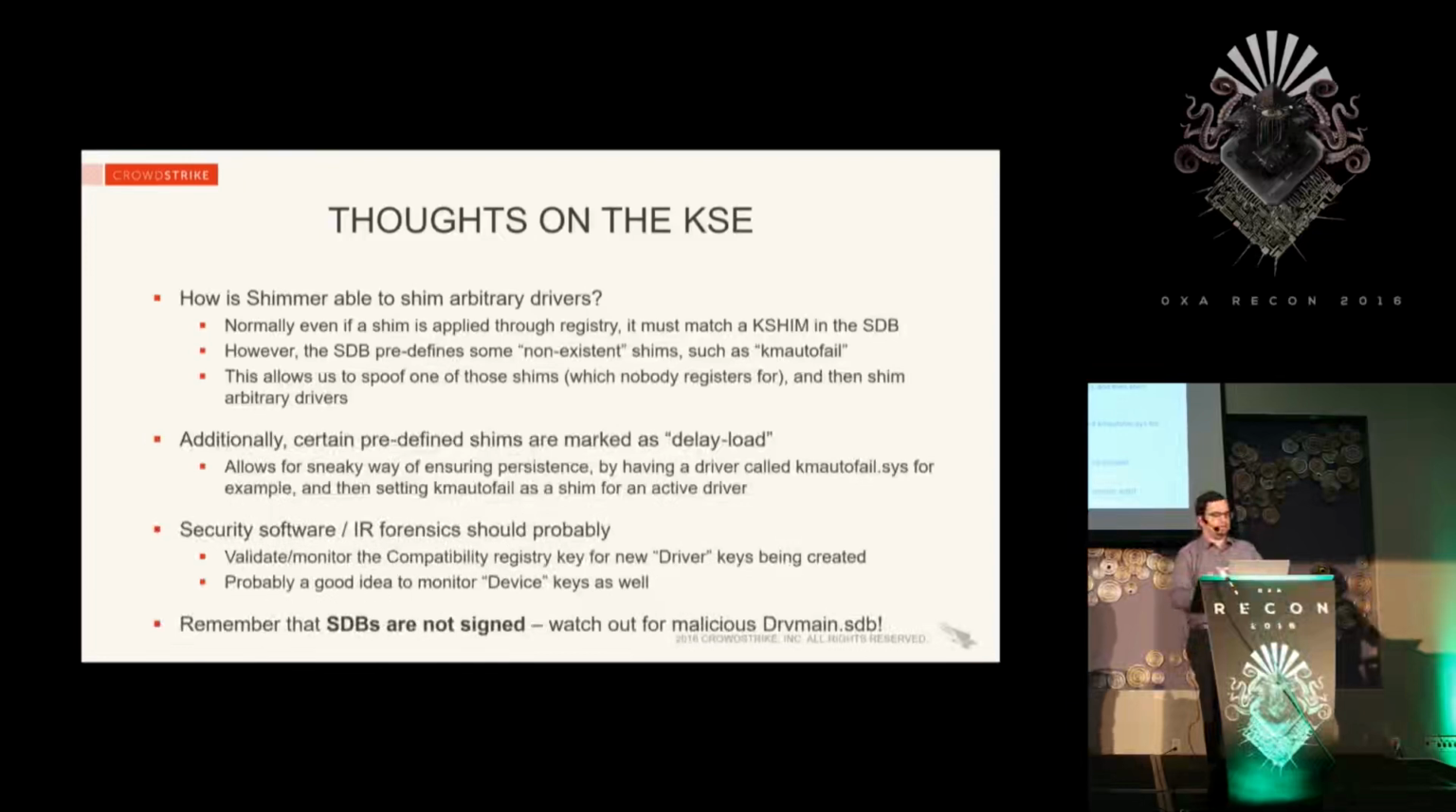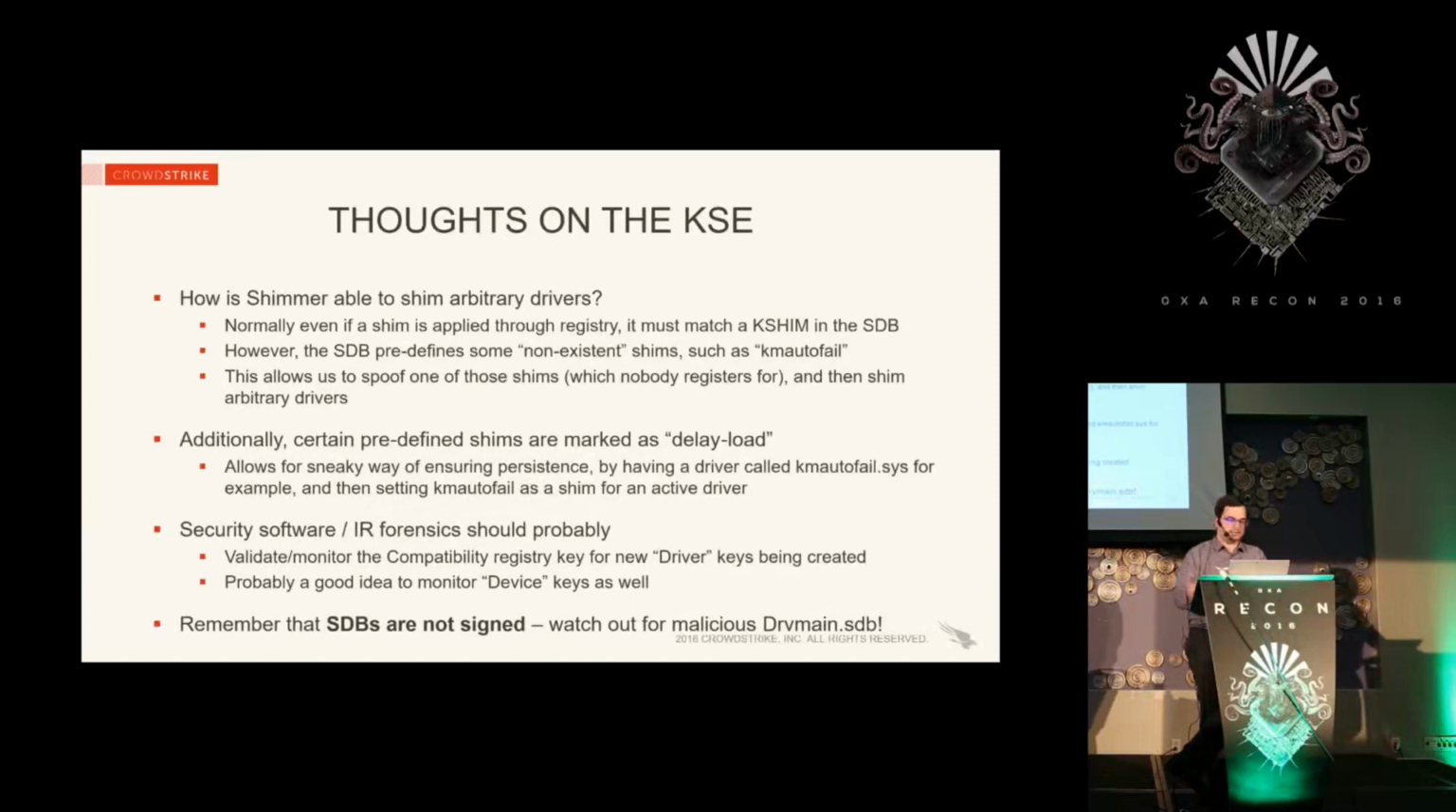Now, even if that wasn't the case, even if you couldn't do that trick, remember the SDB files aren't signed. So if you know how to build an SDB file, you can just edit drvmain.sdb and define a new shim in there. This trick allowed me to avoid having to do that. But even if the trick didn't work, you could always edit drvmain.sdb because there's no signature there.